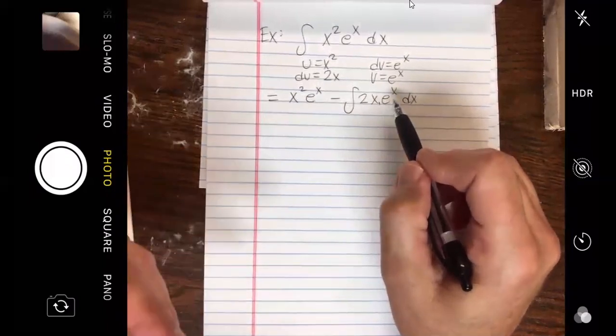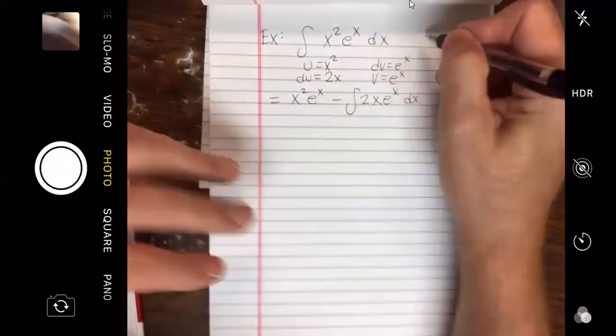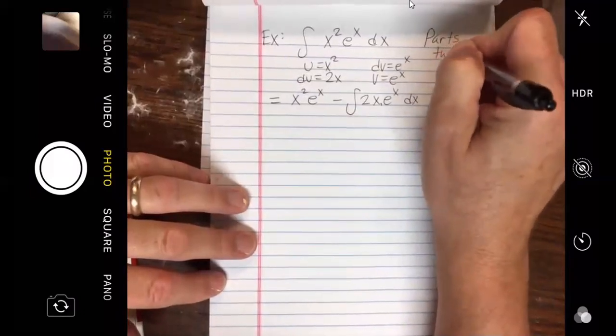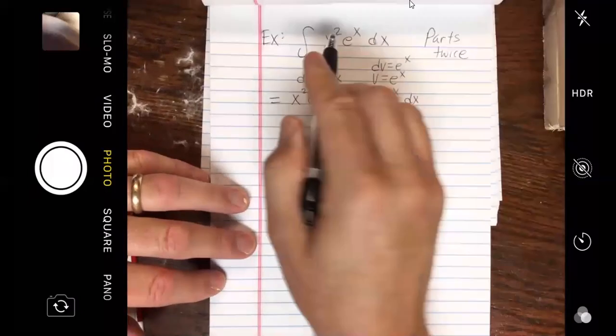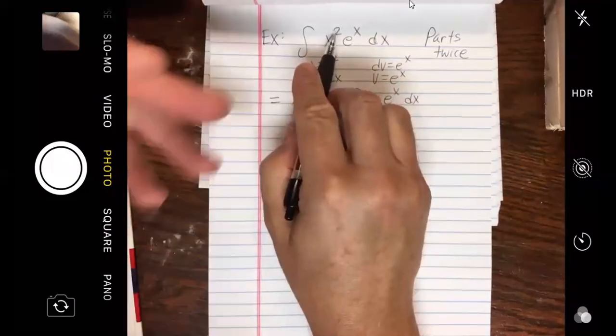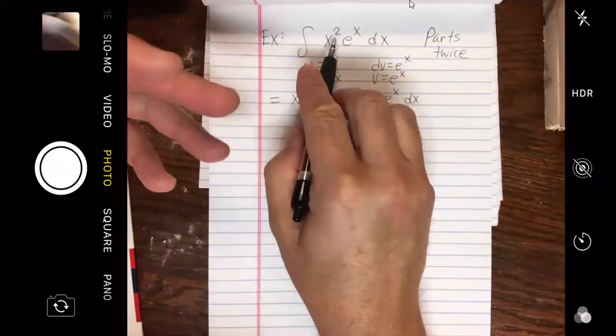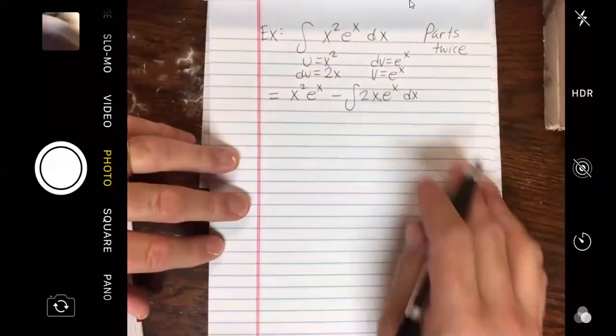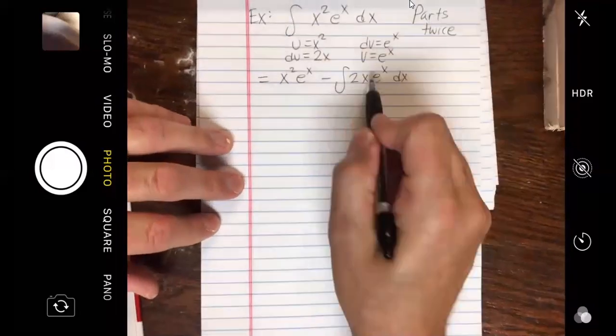Do it again. Yes, you want to give this trick a name, it's called parts twice. Guess what? If I'd started with an x to the third, I'd be doing parts 3 times, x to the fourth, parts 4 times. Triple your fun, quadruple your fun. Because every time you do a part, you only lower the power by 1.